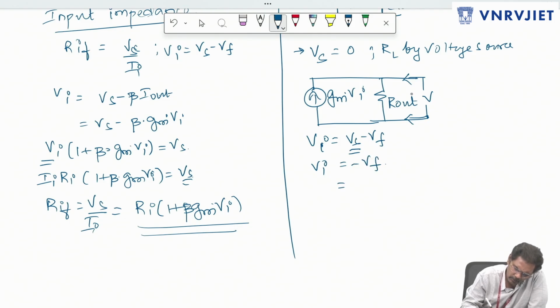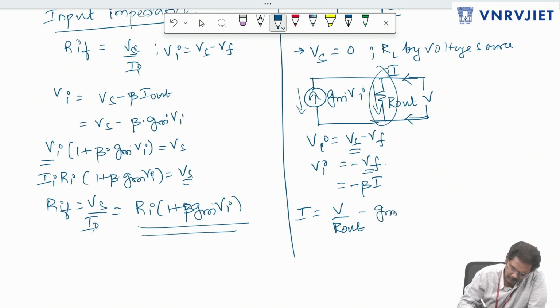So now I'm giving the voltage here and I say that some current is moving like this. The current I is flowing through it. Now if I write minus Vf value, it's going to be like minus beta times I, right? Now let's go ahead. The current I is getting divided into two branches. One is like this and the other one is like this. So I value is equal to this voltage divided by R out. That is the current flowing this way, and this current is in the opposite direction, right? So it is minus Gm times Vi. So this one we have.